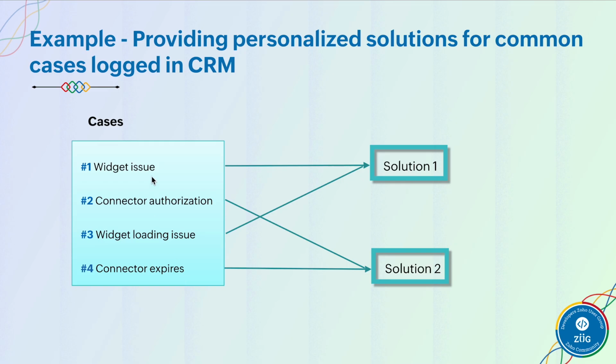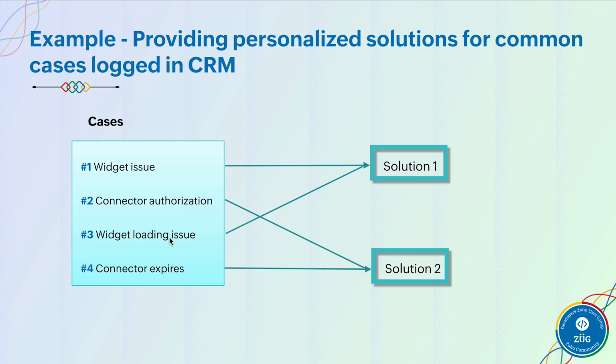So here itself you can see that case 1 and 3 are related to the widget loading issue. Similarly, case 2 and 4 are related to connector authorization expiration. So for case 1 and 3, the solution is going to be common. Similarly, for case 2 and 4, the solution is going to be common. So as a sales agent, you might know the solution, but every time a case is logged, you might still have to go into the case and update the solution manually.